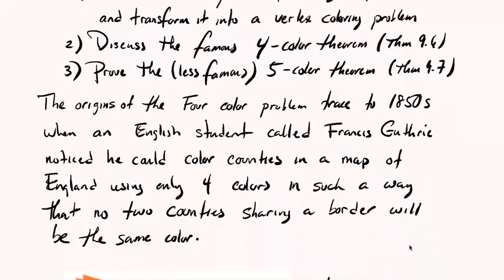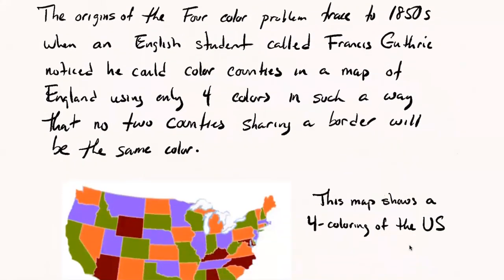Let's start by looking at the history of the problem. The origins of the four-color problem, so the story goes, trace back to the 1850s when an English mathematics student called Francis Guthrie noticed that he could color the counties in a map of England using only four colors in such a way that no two counties that shared a border would be the same color.